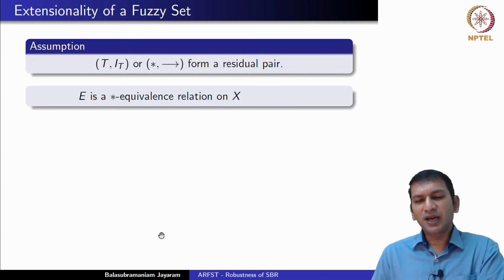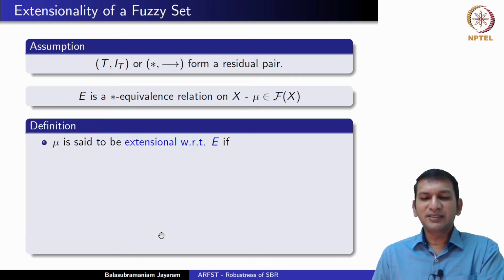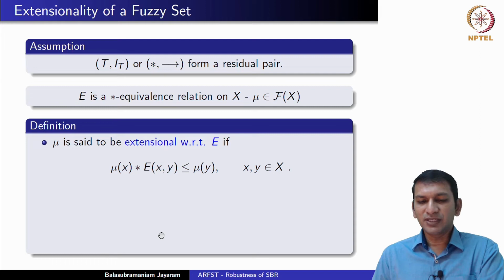So we are given a star equivalence relation E, and if we are given a fuzzy set mu, we say it is extensional with respect to E if this inequality holds. We have seen this being interpreted many times before. So essentially you can think of it like this.